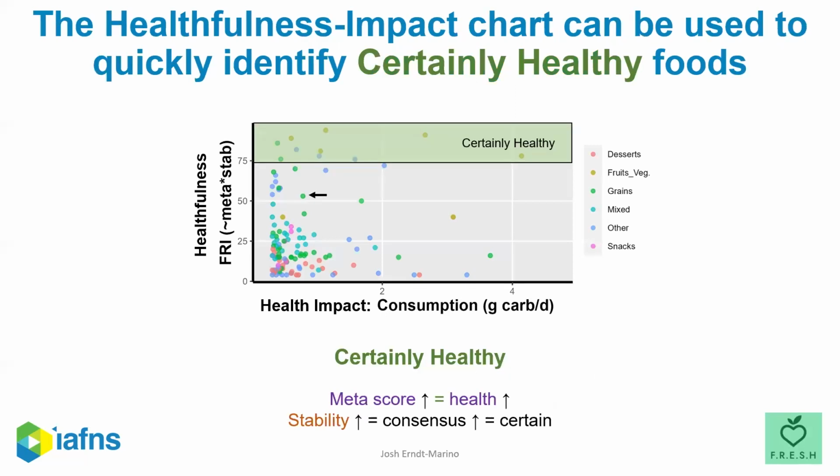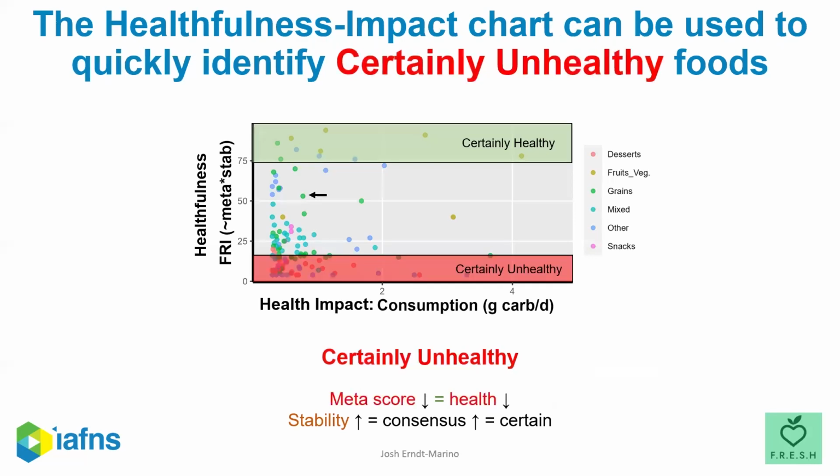First, as an illustrative cutoff, anything toward the top 25 points of the FRI will contain certainly healthy foods, those that have both a high metascore and a high stability, consensus, and certainty. Next, any food underneath the bottom 15 points of the FRI will contain certainly unhealthy foods, those with a low metascore and a high stability, consensus, and certainty.